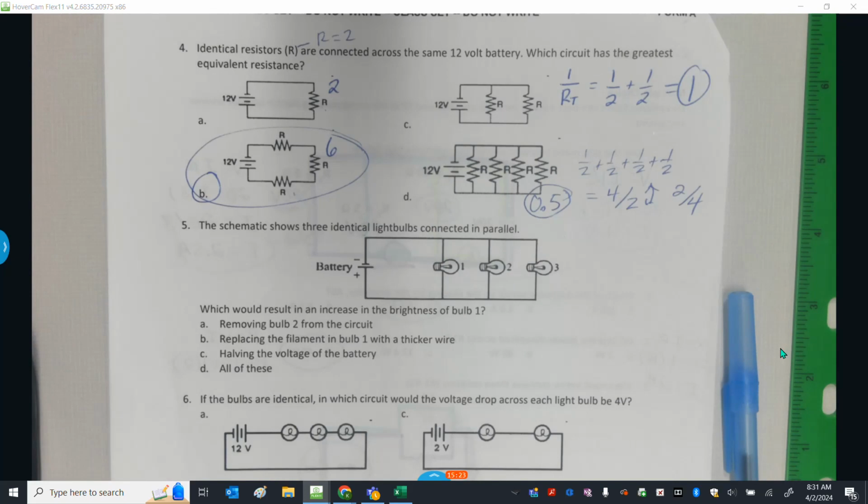Only one person missed that question, so you guys did really good with that one. Questions about number 4? All right.